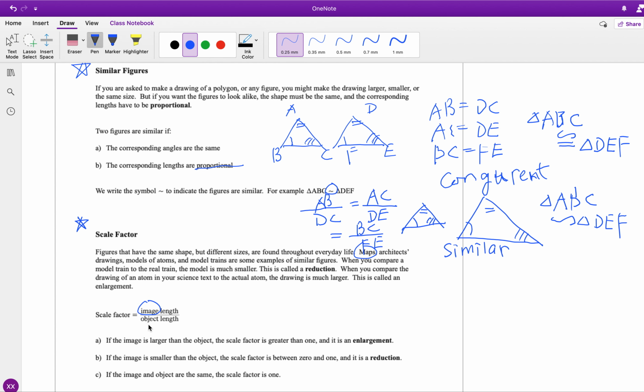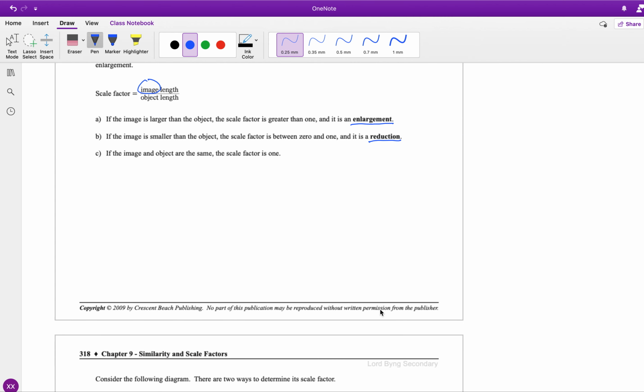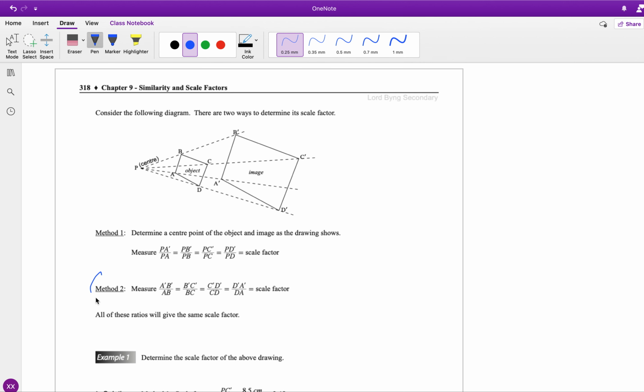So for the scale factor, if the image is smaller than the real object, then that is a reduction. But if you draw a very tiny bug that you can only see under a microscope, you have to draw a much, much larger bug that is not the real bug. Then your image is larger than the object, and that is called an enlargement. Can we calculate the scale factor? Yes, we can. Can we measure the scale factor? Yes, we can. I'm just using method 2.